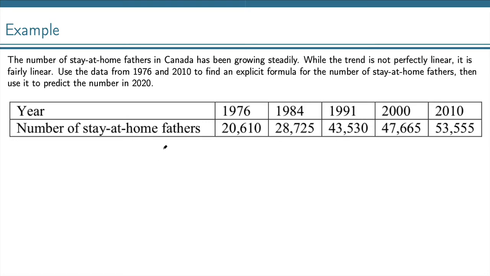Our explicit model for linear growth is P sub n equals P naught plus D times n. If our initial year is 1976, then that tells us P naught is 20,610. So I have this portion of my model, and I need to find D. So we're going to use the year 2010 to do that.